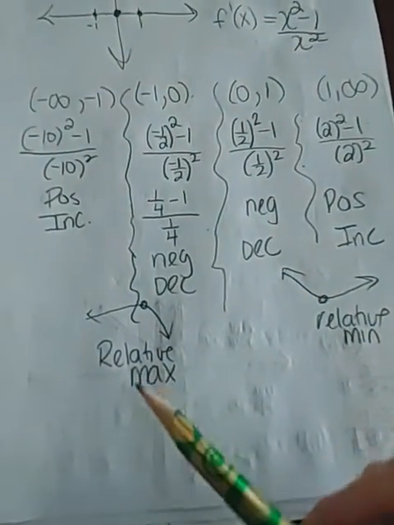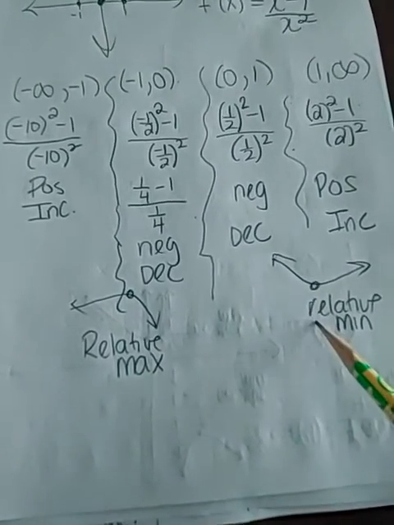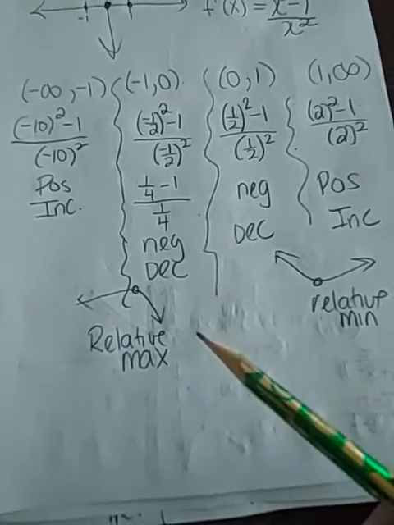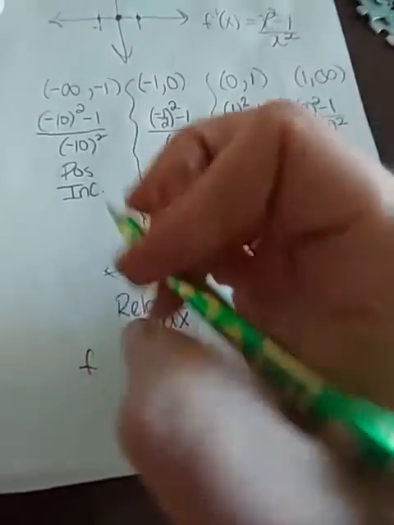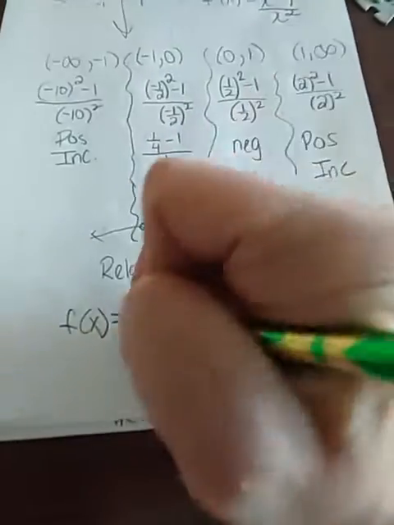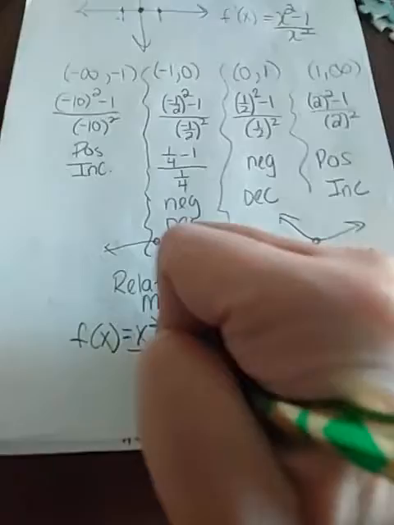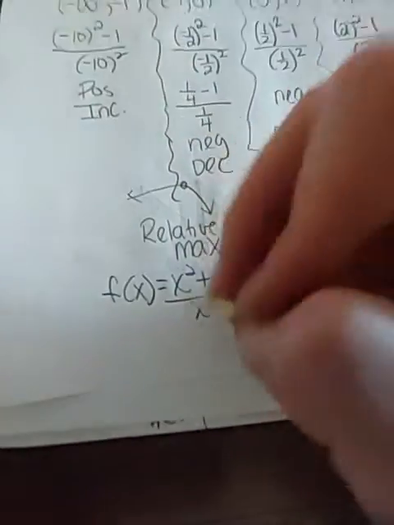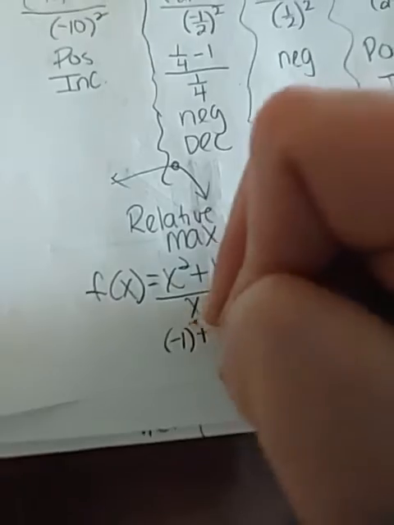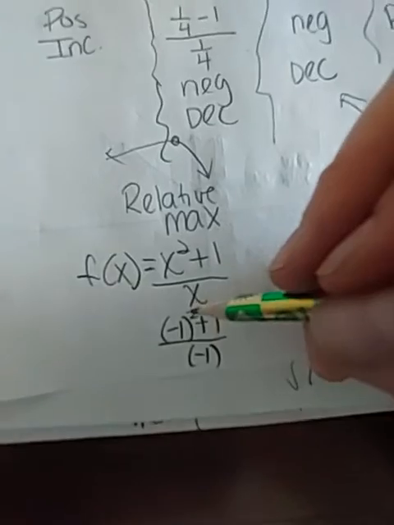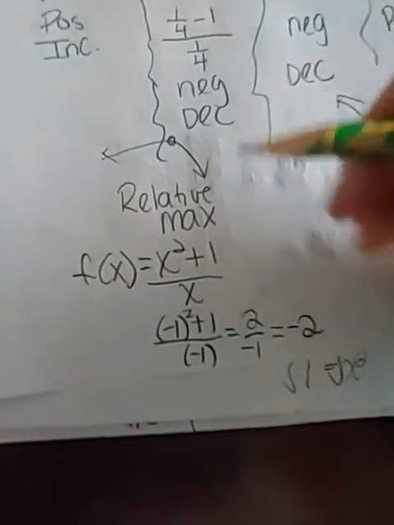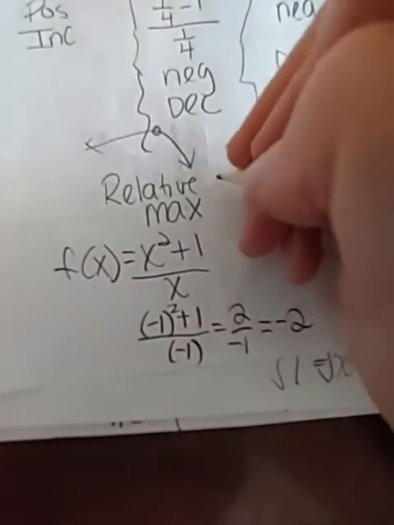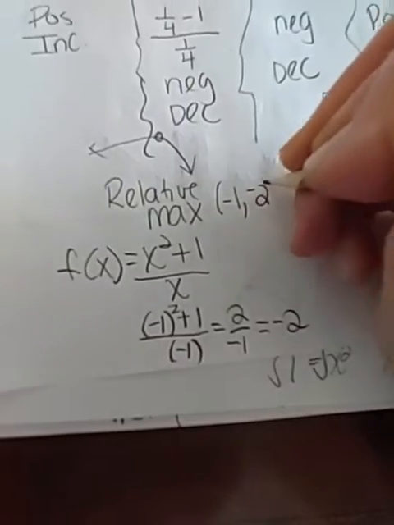Okay, so since I have a relative maximum at negative 1 and a relative minimum at 1, I need to actually find what points to plot. So I need to go back into the original function. The original function is f of x is equal to x squared plus 1 over x. So I'm going to plug in negative 1. When I plug in negative 1, I get 1 plus 1 is 2 over negative 1. So that means that my relative maximum is negative 1, negative 2.